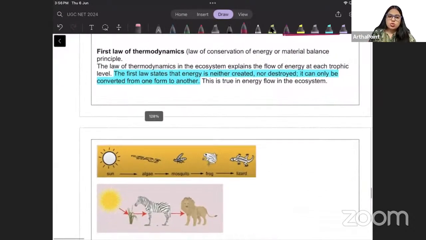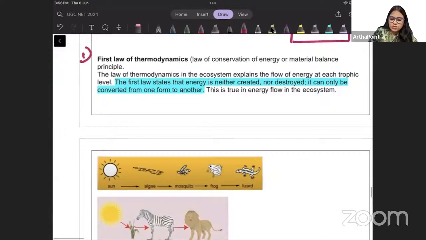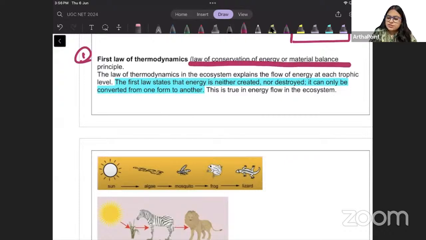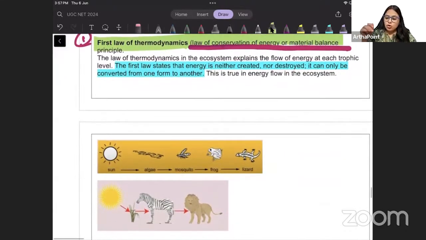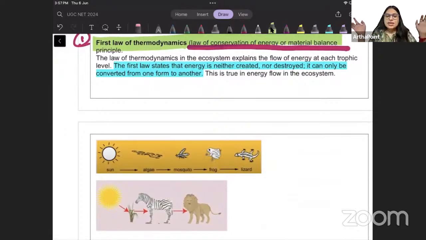Now, basically, there are two laws of thermodynamics. This is the first law of thermodynamics in the environmental sense, which is called as law of conservation of energy or material balance principle, right? इसको हम बोल देते हैं law of conservation of energy. तो what this says is, बहुत simple line में बोलता है कि energy is neither created nor destroyed. It can only be converted from one form to another. ना ही हम एनर्जी को क्रिएट कर सकते हैं, हम बना सकते हैं, ना ही हम एनर्जी को खत्म कर सकते हैं. एनर्जी सिर्फ एक से दूसरे फॉर्म में कन्वर्ट हो सकती है, right?